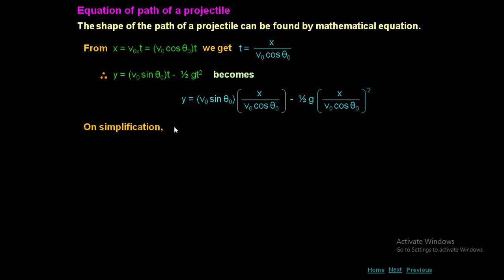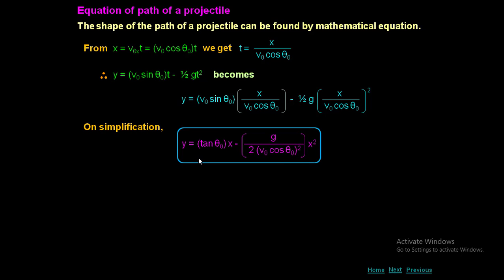On simplification, y is equal to, now v naught gets cancelled here, sin theta naught by cos theta naught is nothing but tan theta naught into x, minus, if you do the square, you are going to have g divided by 2 into v naught cos theta naught whole square into x square.